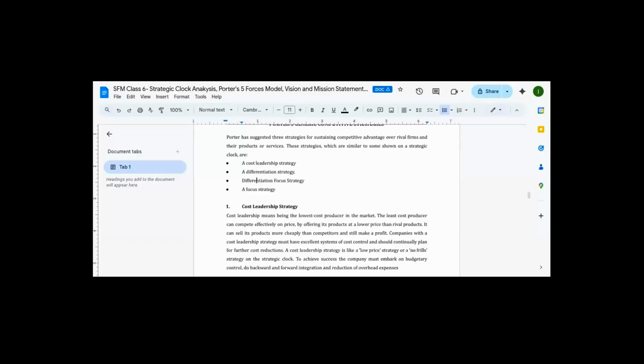And we have the differentiation focus strategy too. Come out with innovative products. Tailor it to target categories of customers.